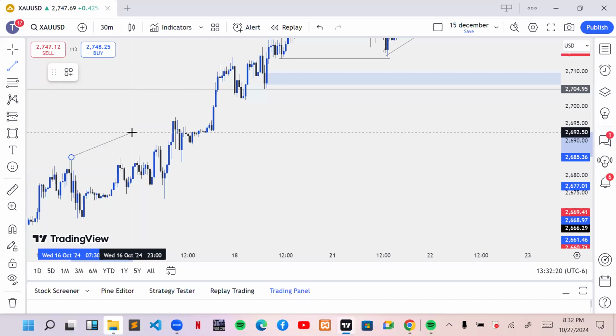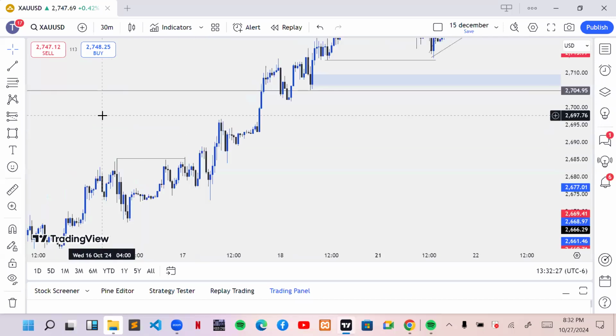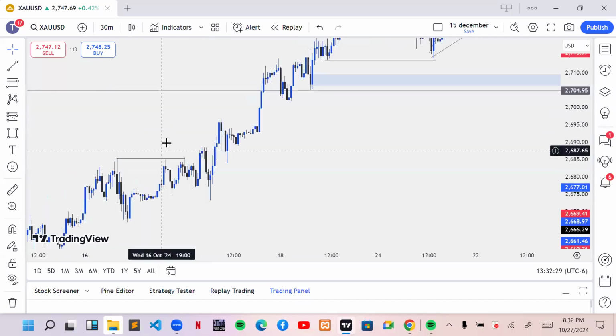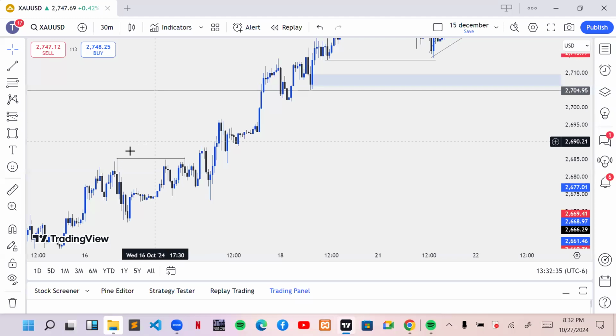So I think I can spot an equal high here. Most people will say, oh, this is a double top, and then they will start selling from here. This right here is liquidity, and the market has to take out that liquidity first.